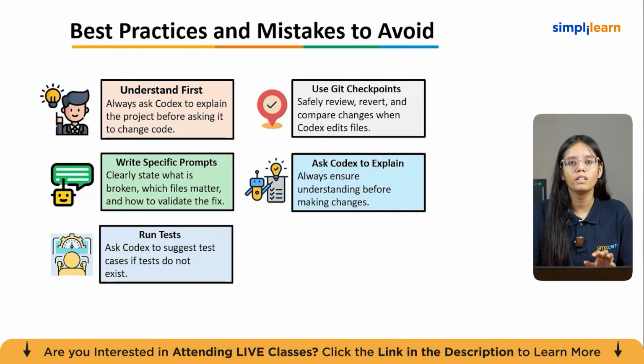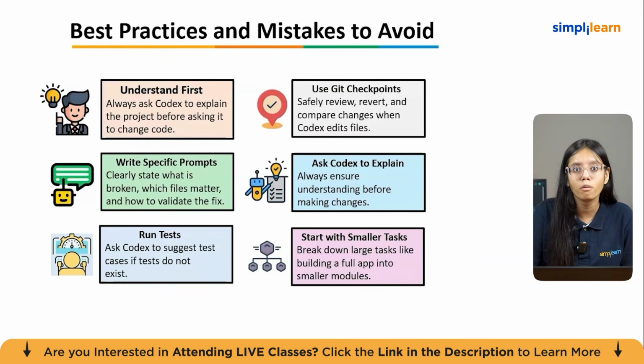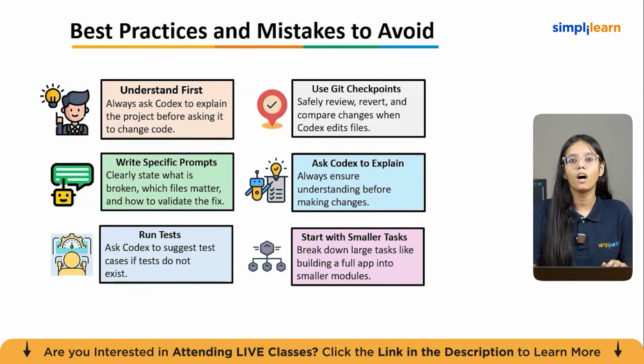And the last, number 6, avoid huge tasks at the beginning. Instead of saying build a full SaaS app for me, start with smaller tasks. Start with creating the authentication module, then add the dashboard layout, then add the billing page, then add tests. So these were some practices that you should follow and mistakes you should avoid in your Codex journey.